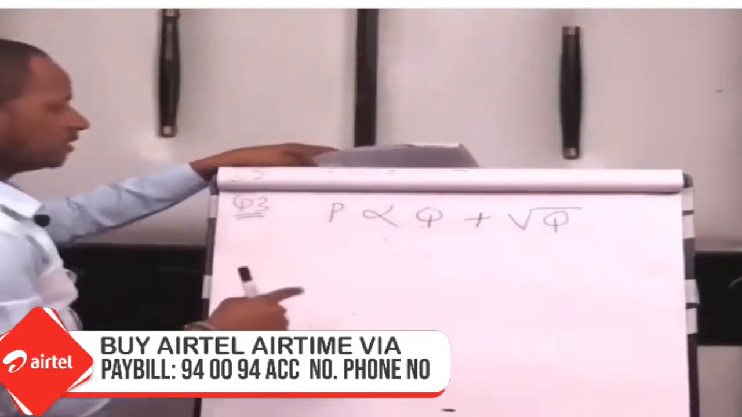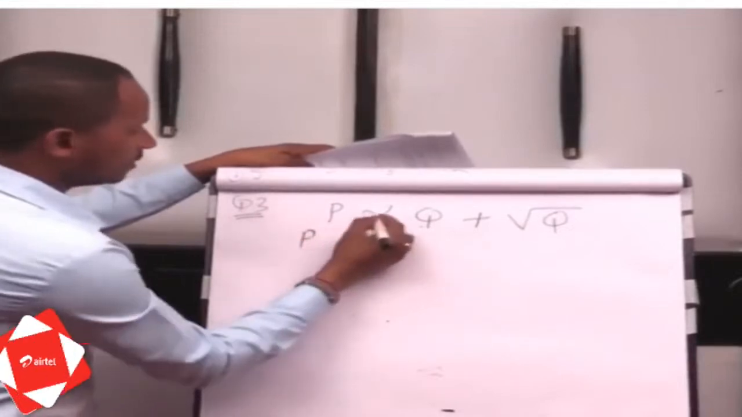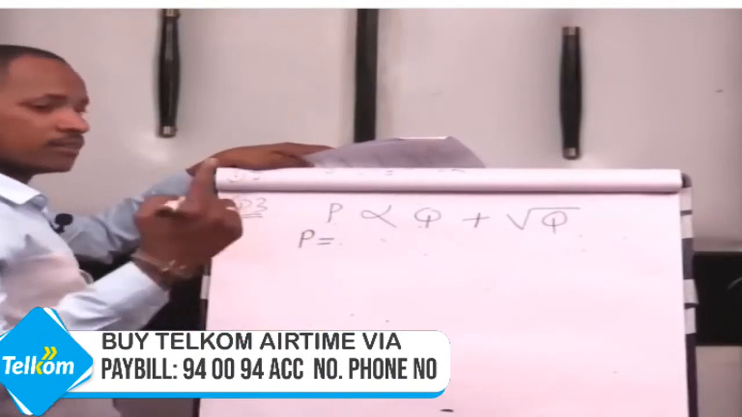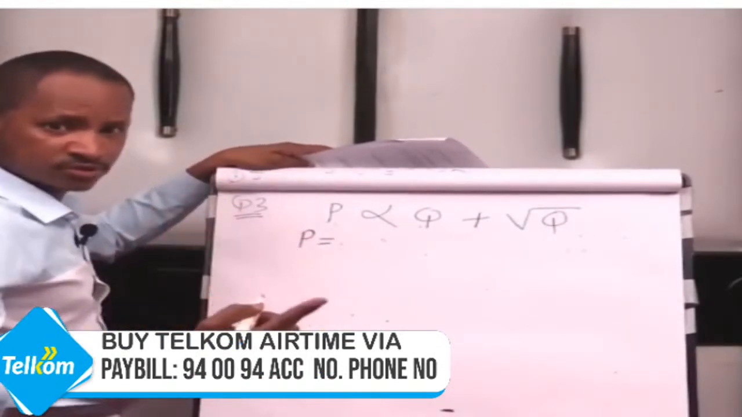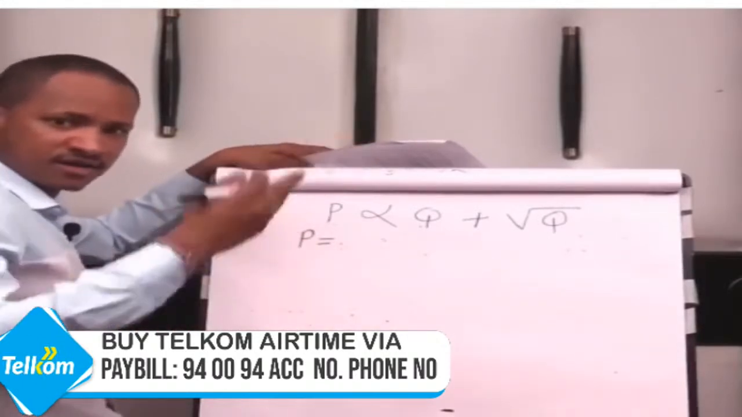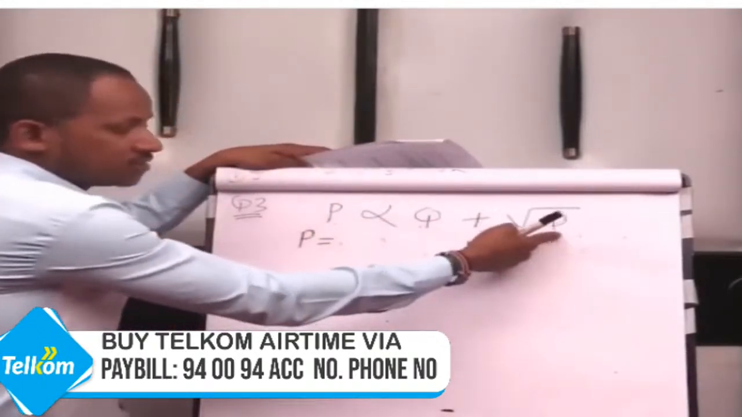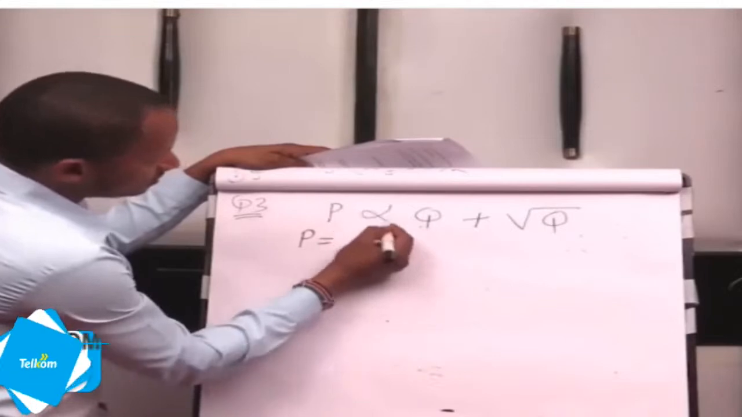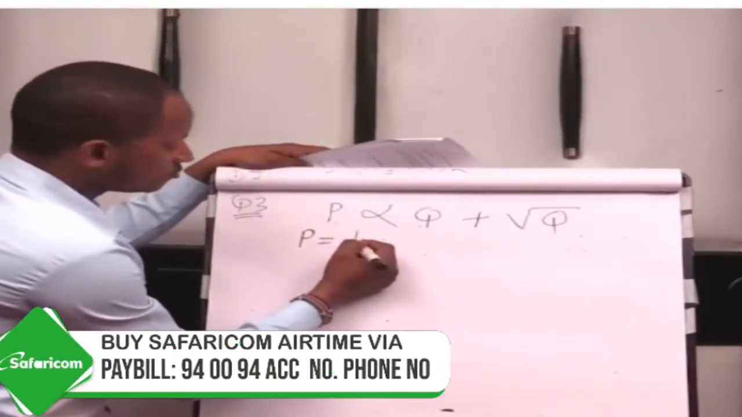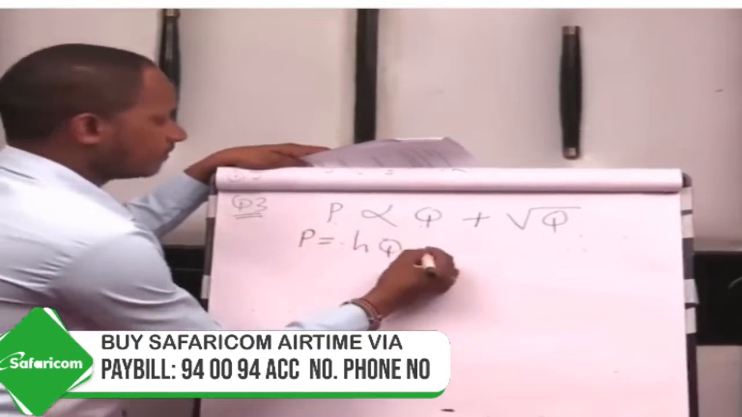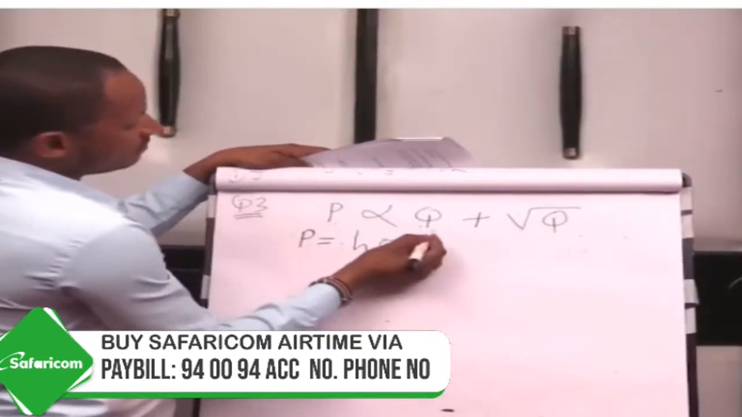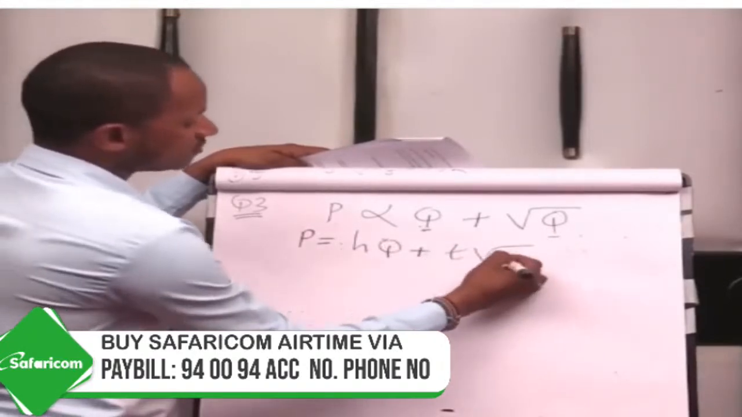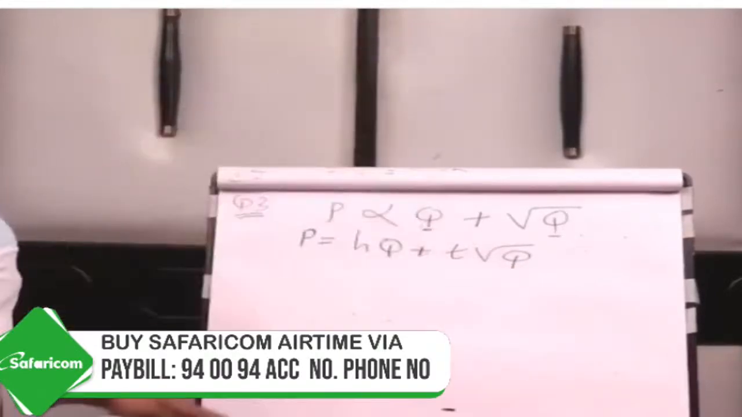First of all, before you proceed, you open this up. When you get rid of this variation sign, you replace it with an equal sign. Then you will have to introduce variables, but two variables, because P partly varies with Q and partly varies with the square root of Q. So P equals HQ plus T times the square root of Q, where H and T are the variables. Once you do that, you finish this sum.